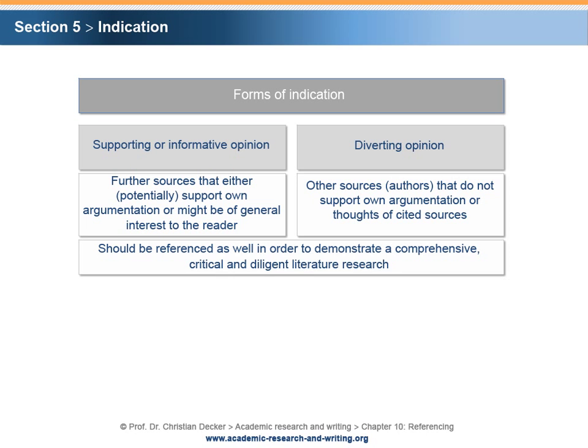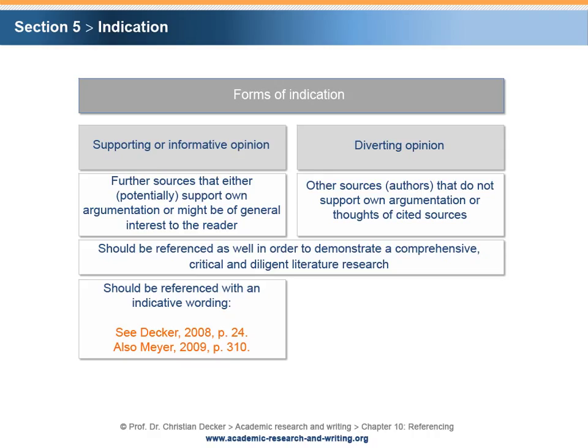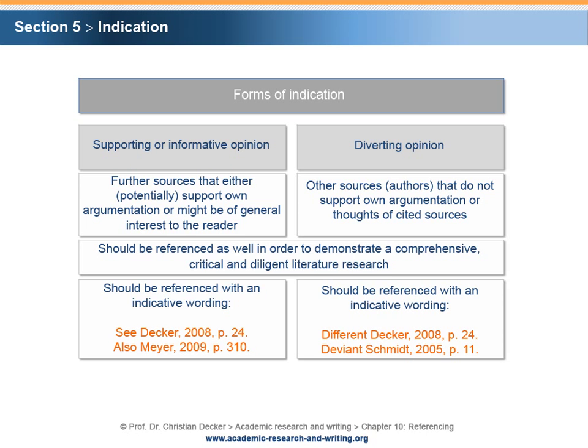Indications are referenced by means of an indicative wording. The examples are as follows. In case of a supporting or informative opinion, the wording could be "see Decker" or also "Meyer", followed by year and page of the referenced source. In case of a diverting opinion, the wording could be "different Decker" or "deviant Schmidt", followed by year and page of the referenced source.